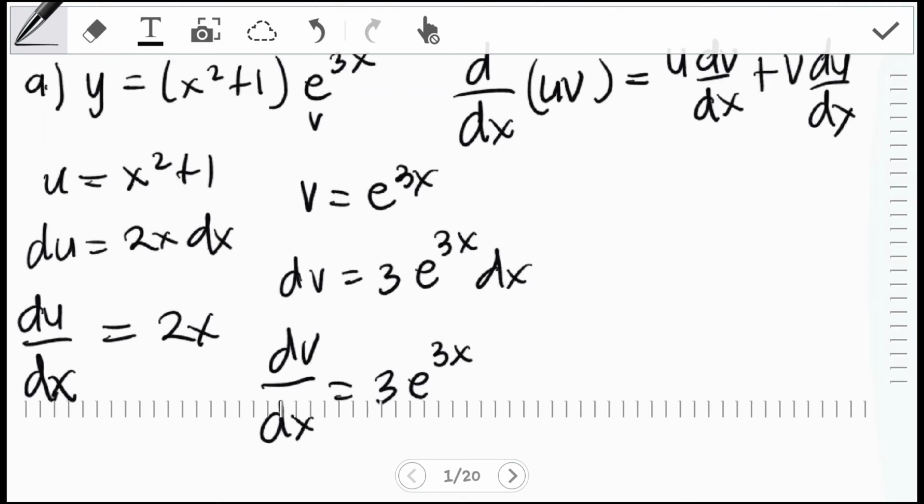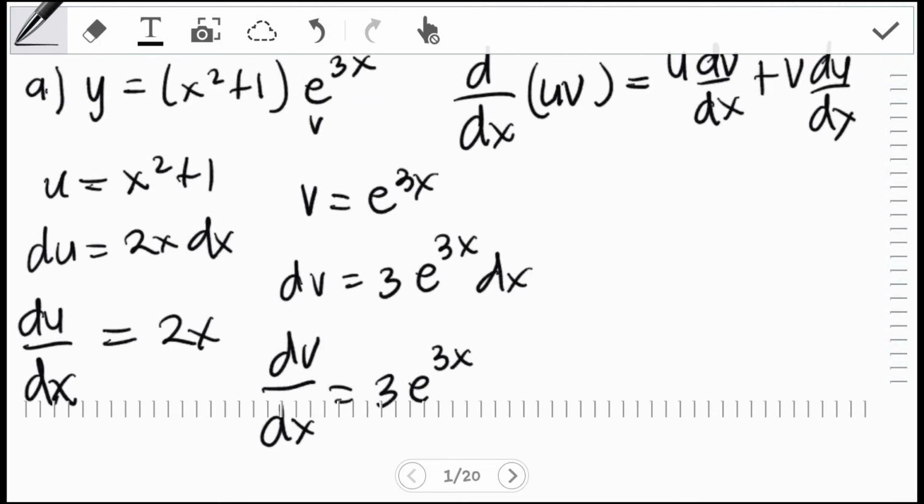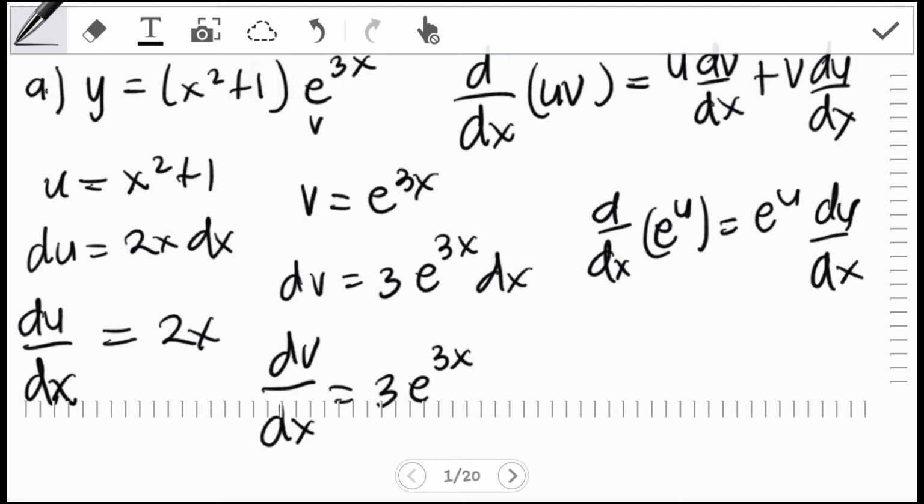Okay. So where did I get this? I use this formula, d over dx of e to the power u is equal to e to the u times du over dx. So therefore u here is 3x, and du over dx, the derivative of 3x, is 3. Okay, so that is the du over dx.